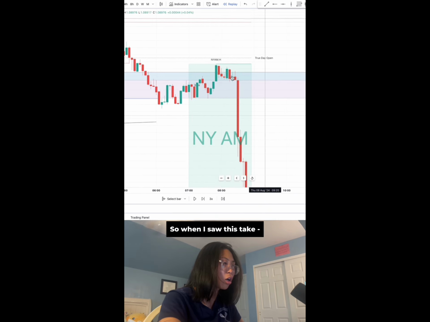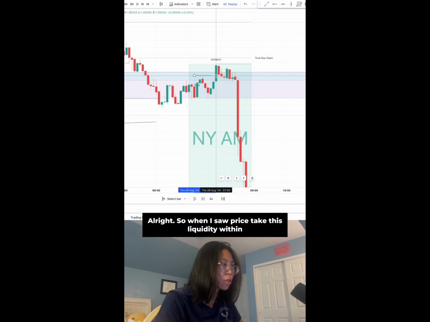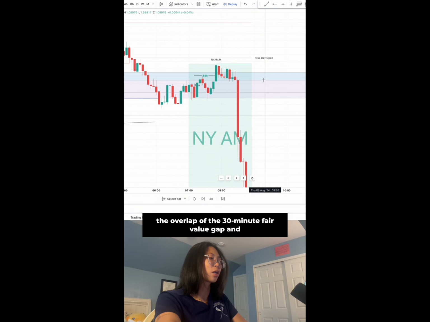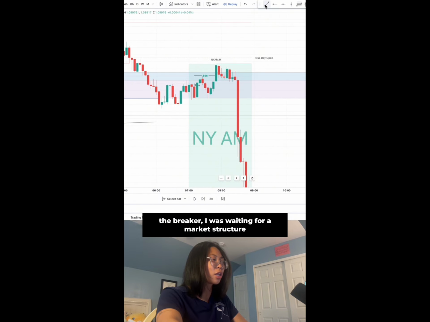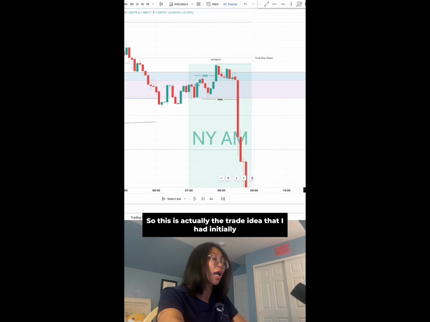So when I saw this, okay. All right. So when I saw price take this liquidity within the overlap of the 30-minute fair value gap and the breaker, I was waiting for a market structure shift to potentially go bearish. So this was actually the trade idea that I had initially, but as you can see, price just took off. So I didn't take this.